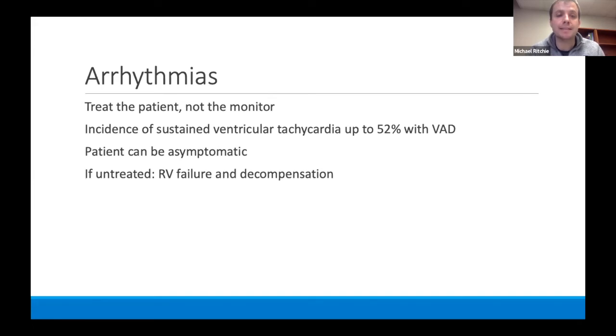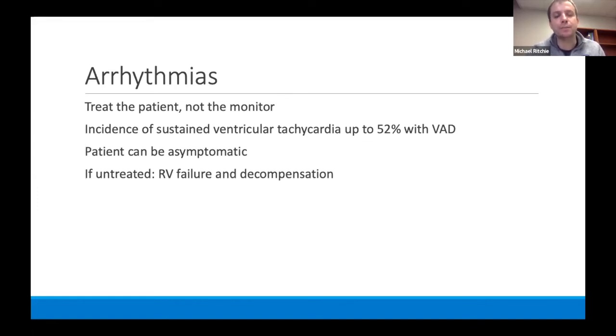And they can be completely asymptomatic, and they're just coming in because they feel weird, or they were told to come in because they see it on there. And you can see that there's an actual high incidence of having some sort of sustained VTAC with people with the VAD. Now, the issue with not treating it is that over time, the RV is going to continue to fail because it needs to be in a rhythm to be able to squeeze appropriately. So you still need to treat it, but you don't have to consider it as much of an emergency, as kind of taking your time and realizing it.